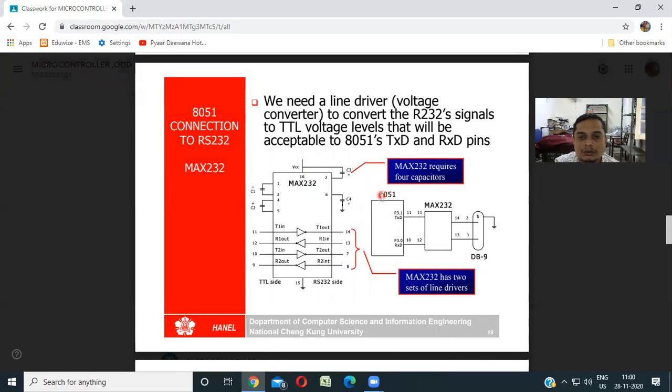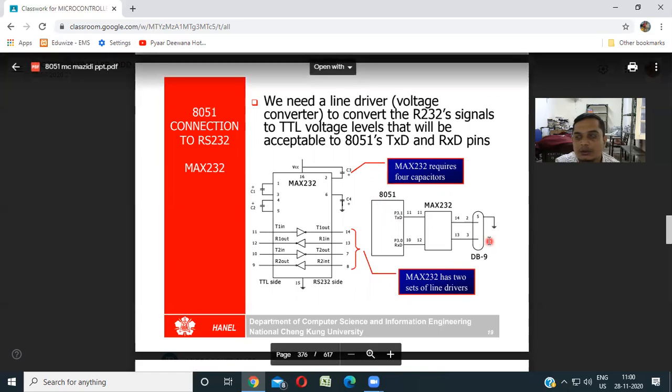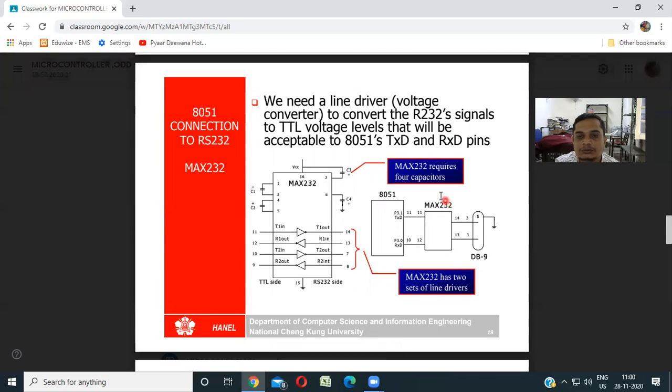For the 8051, the TTL voltage levels 1 and 0 are high and low, whereas here we have -3 to -25 and +3 to +25. I already explained the DB9. To make a voltage conversion between these two, we require the voltage converter, and that is performed by this MAX 232. Here you can see the MAX 232 IC.